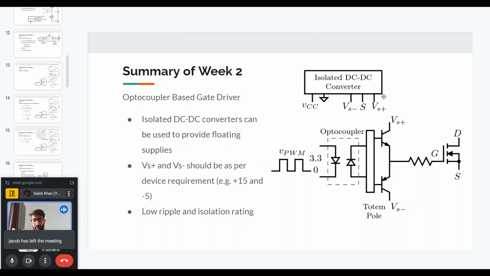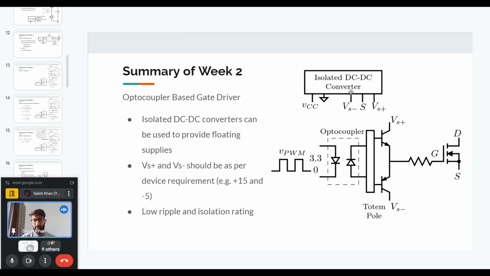So basically they will have an input voltage. We can give, let's say, 5 volt input with respect to some ground, which is usually the microcontroller side ground. And then it will provide output which is isolated from the input. It will provide a positive voltage with respect to a common point, and a negative voltage with respect to the common point. And then this common point is connected to the source, so that the positive voltage is with respect to the source, and similarly the negative voltage is with respect to the source.